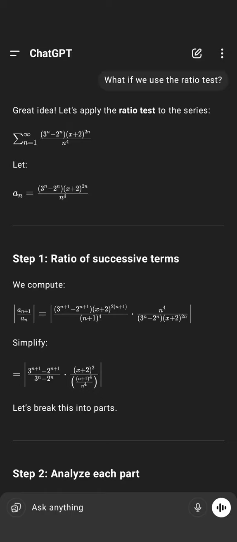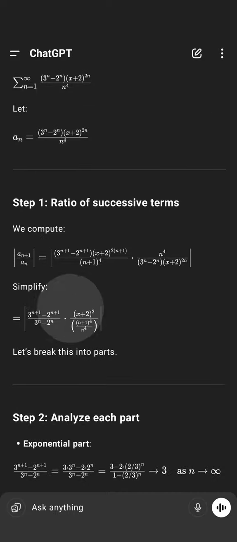Let's apply the ratio test to the series, the sum from n equals 1 to infinity of (3^n − 2^n)(x + 2)^(2n) over n^4. Let a_n equal (3^n − 2^n)(x + 2)^(2n) over n^4.